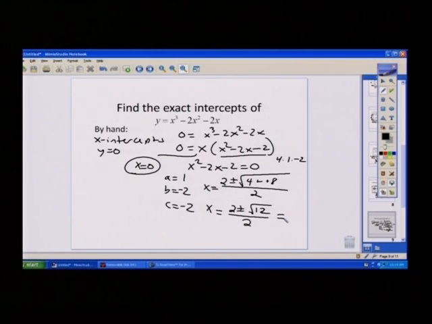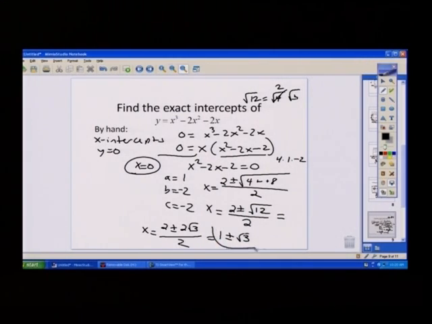Again, the square root of 12 has a perfect square value that divides into it. So if I take the square root of 12, the perfect square value that goes into 12 is 4, which goes in there 3 times, and I can reduce the square root of 4 to 2. So my x value is 2 plus or minus 2 root 3, over 2, which simplifies. I can divide the 2 into both of those, giving 1 plus or minus root 3. So there are my other two values for my x-intercepts.